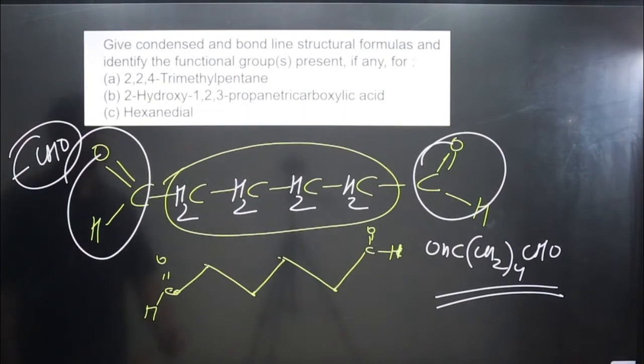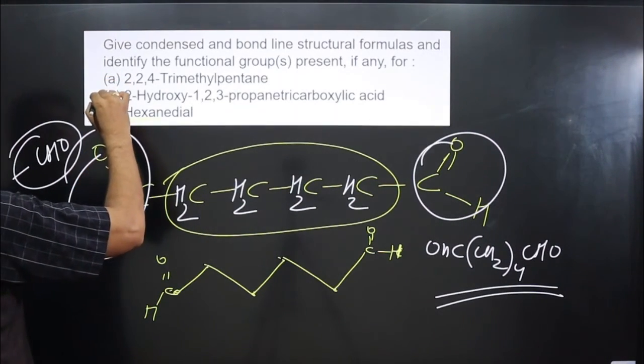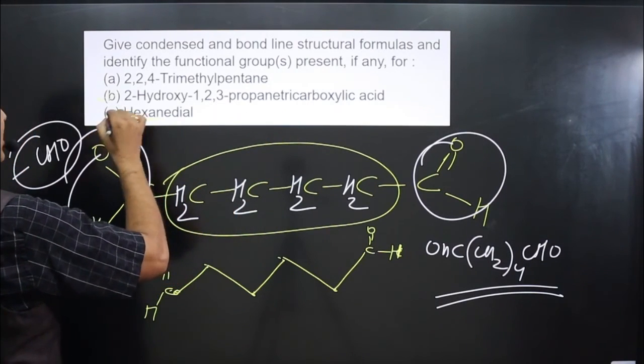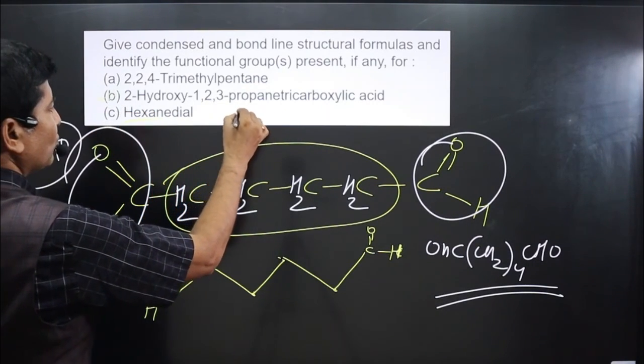So in the first case we do not have any functional group. In the second case we have OH as well as COOH. In the third case we have the aldehyde, CHO group.